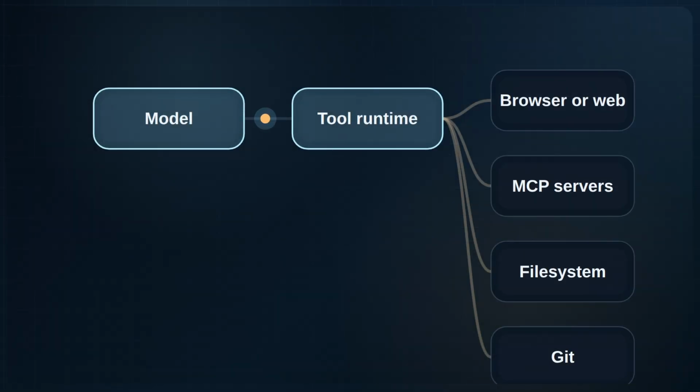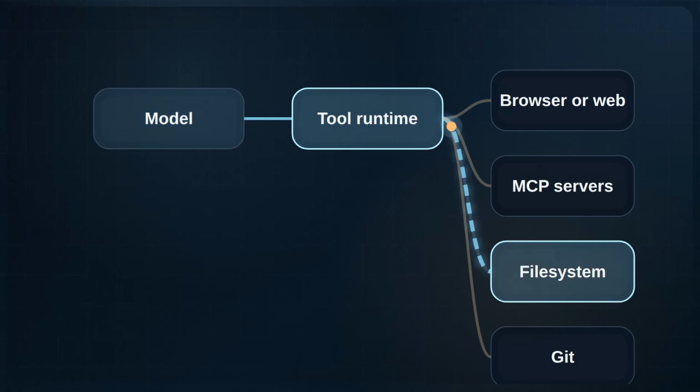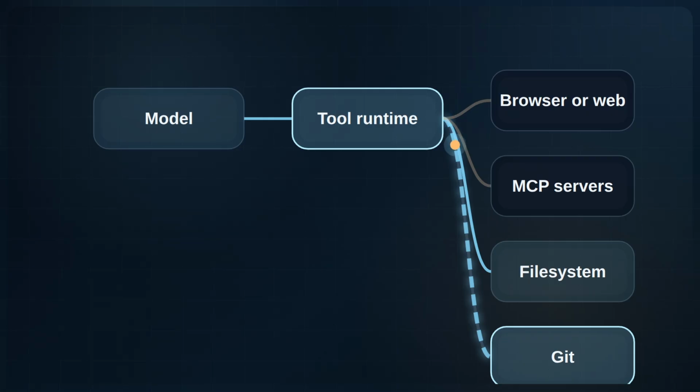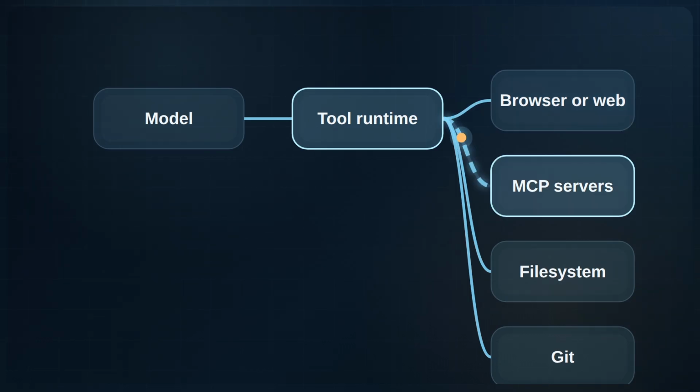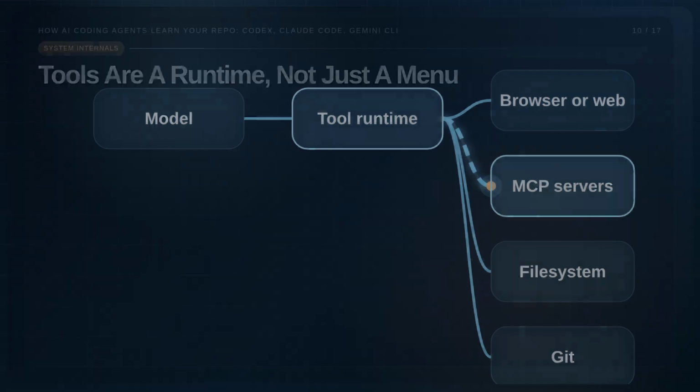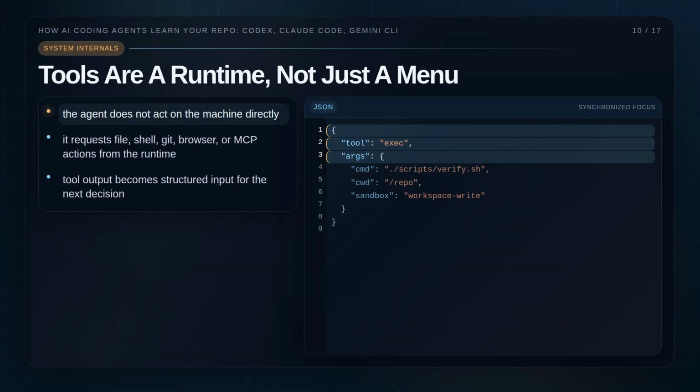easier to maintain. With MCP, external systems become named tools behind a consistent interface. That means documentation, search, ticket systems, browser automation, internal developer portals, and company-specific services can all enter the agent loop without every integration feeling bespoke. The repo can suggest what tools are relevant. The runtime can decide which ones are registered. Policy can decide which ones are usable right now. That separation is what keeps the system extensible without turning it into an unreviewable blob of hidden glue.